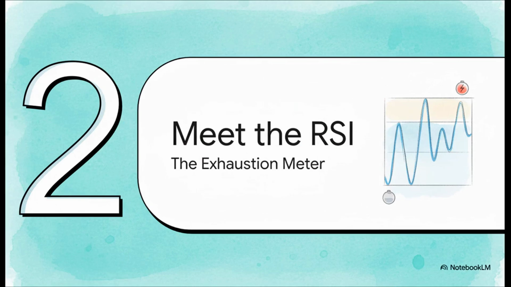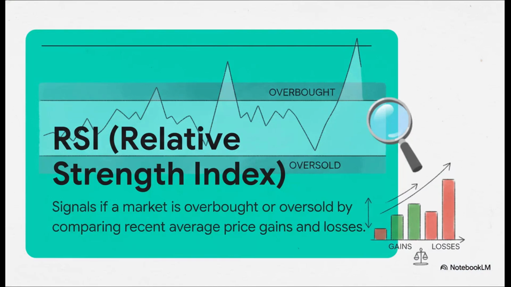Okay, so now for our second tool, which tells a totally different story. This is the RSI, the Relative Strength Index. And if the MACD is our trend follower, I want you to think of the RSI as our exhaustion meter. See, the RSI doesn't really care about how two different averages are behaving. Its whole purpose is to tell us if a price move has just gone too far too fast. It does this by comparing the size of the recent up moves to the recent down moves to see if something is getting stretched, overbought or oversold.